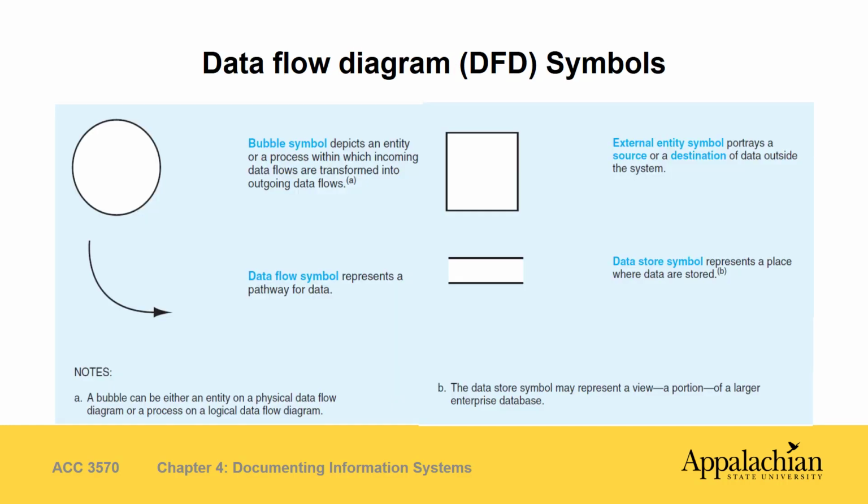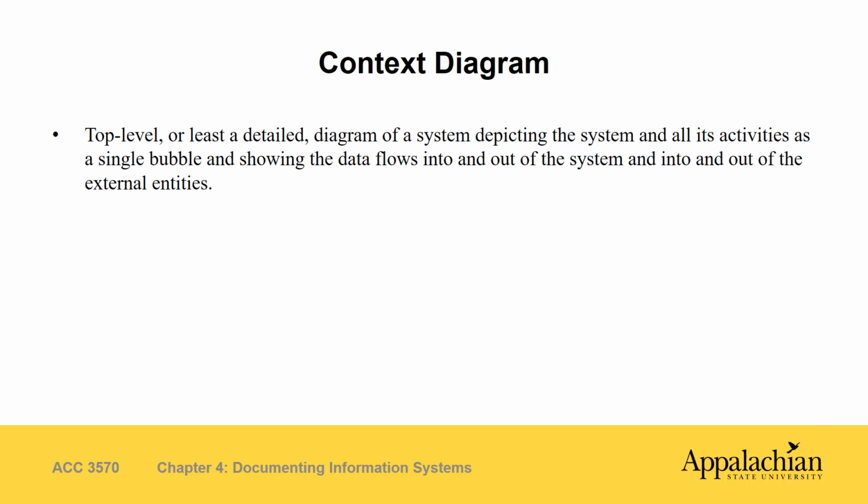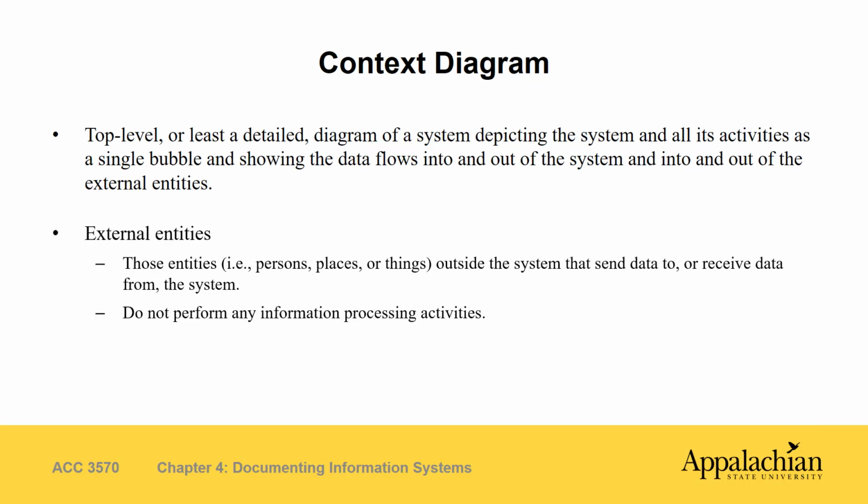So these are the data flow diagram symbols. A bubble is an internal entity. A square is an external entity. You have the arrow to show the pathway, and then the 2 parallel lines is a data store symbol, and that is where you're electronically storing data for the sake of this class. So the thing is, a context diagram, as I said, is top level, least detailed, and an external entity is something that does not perform information processing activities.